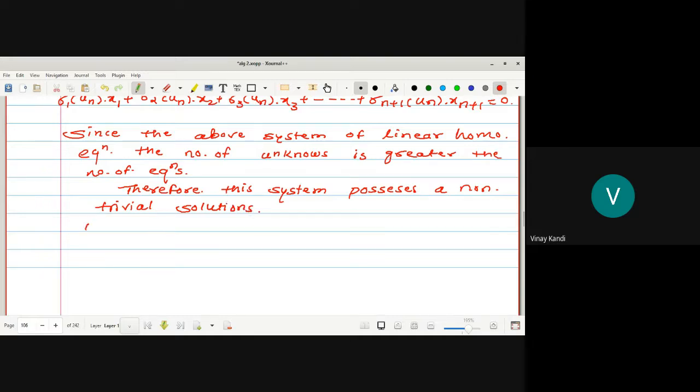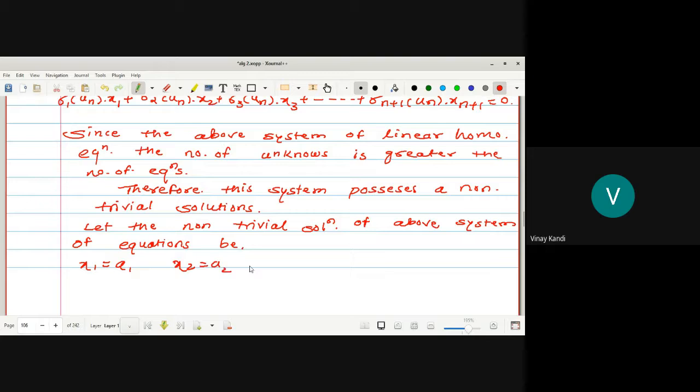Let the non-trivial solution of the above system of equations be x1 is equal to a1, x2 is equal to a2, and so on, up to a(n+1) in capital K. These are the solutions, since the number of unknowns is greater than the number of equations.